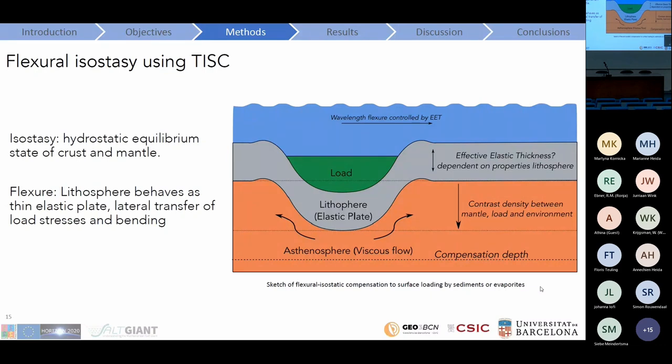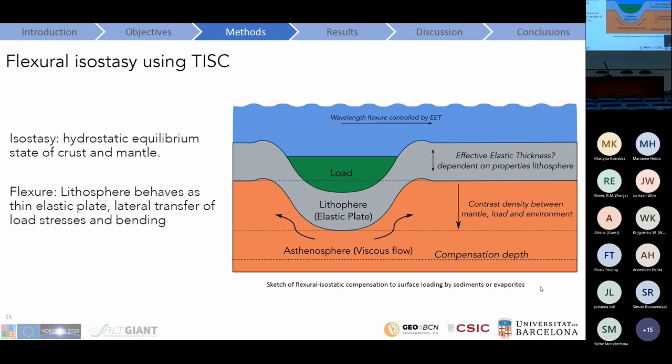I'd like to illustrate here. So there are three major vertical motions that we try to restore. And the first is related to the flexural isostatic response of the lithosphere when it is loaded at the surface. And this is done using a numerical model called DISC.